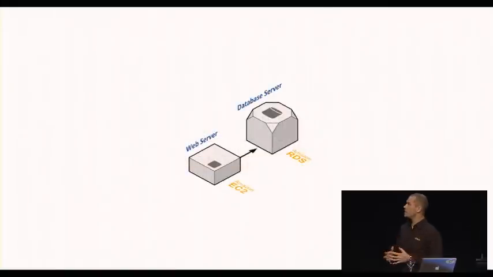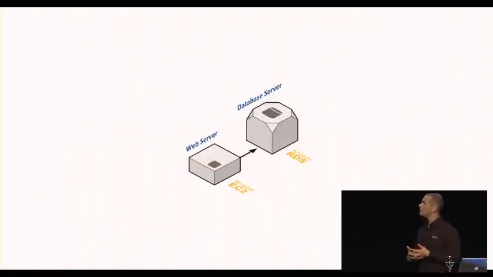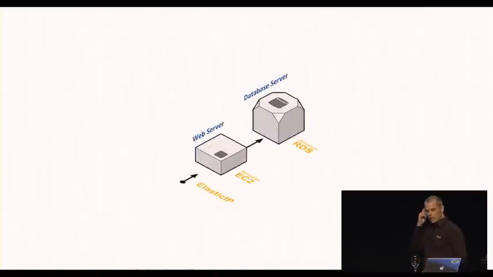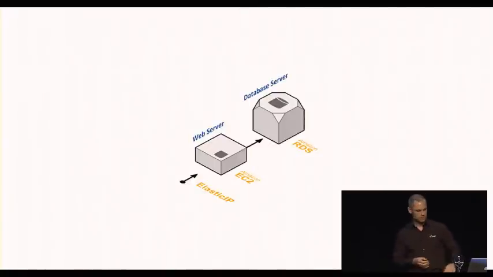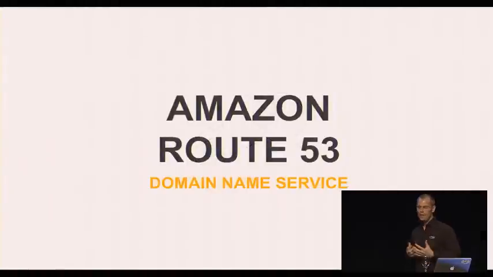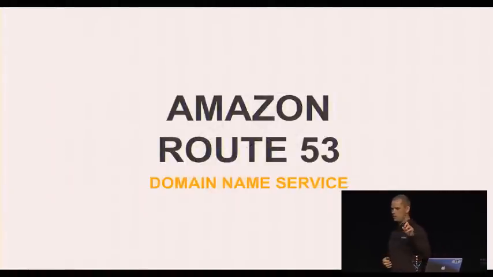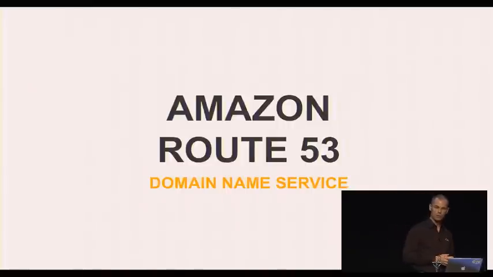So let's take a very simple web database architecture. We have our web server. We have our database server. If we wish to make this public, usually we would attach a fixed public IP, so an elastic IP address. And then we can create a DNS record which maps www.mydomain.com to that web server.